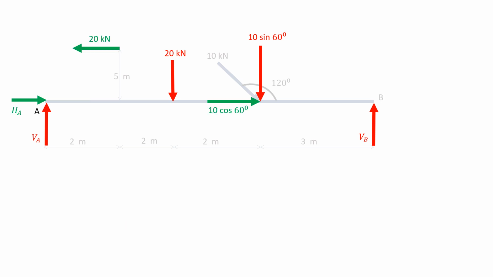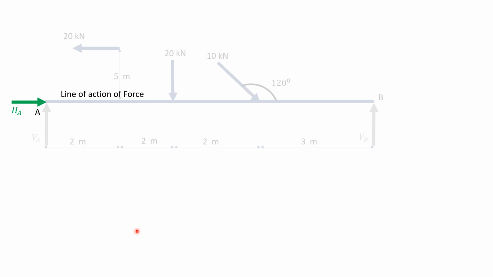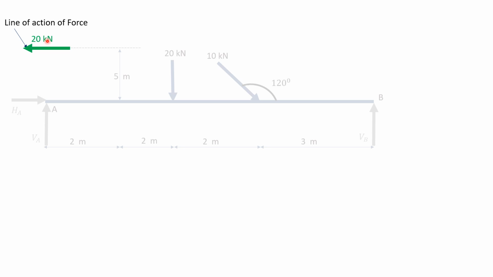So, now taking moment of all forces about point A, HA passes through point A, so moment of HA about point A will be 0. VA passes through point A, so moment of VA about point A will be 0. And this 20 kilonewton force passes through line of action of force like this, and it will have perpendicular distance about point A of 5 meters, and it will rotate about point A anti-clockwise like this. So 20 into 5, 100 anti-clockwise, minus.